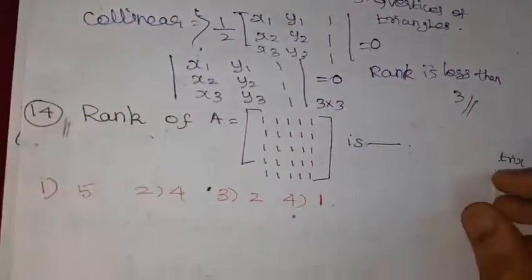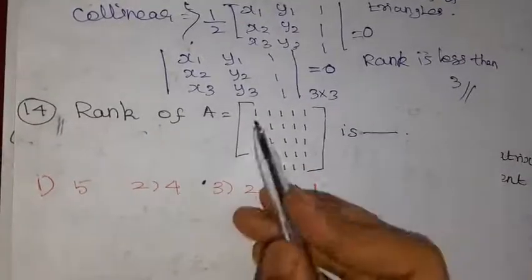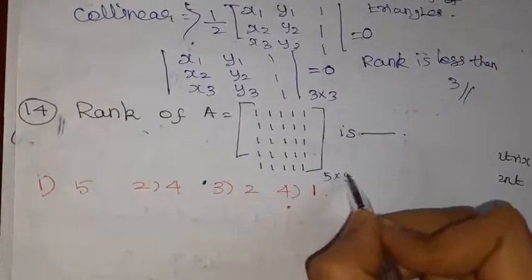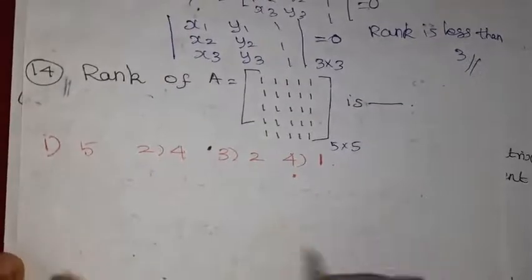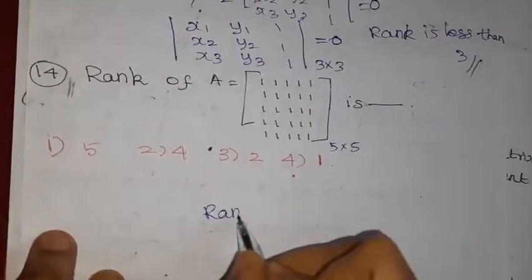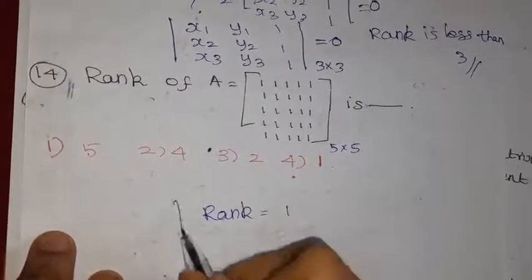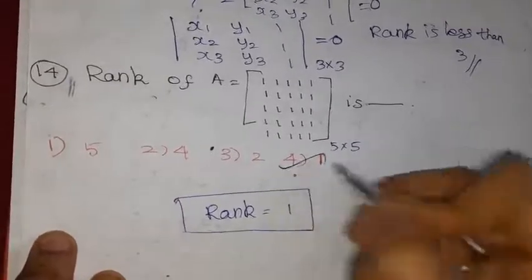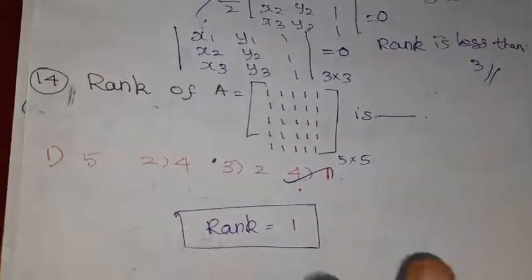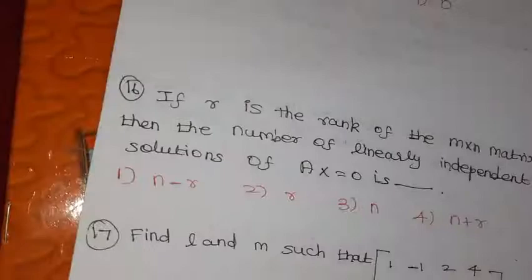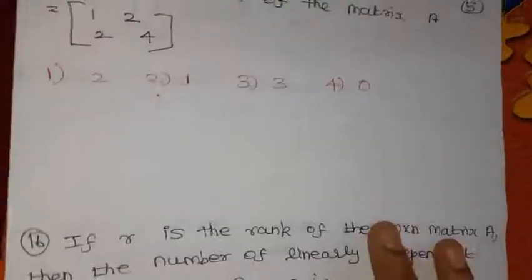Then the rank of a matrix in which all elements are equal to 1, this is a 5 cross 5 matrix. All elements equal to 1 means the rank of the matrix is actually 1. So option 4, 1 is the right option. We will see question number 15.